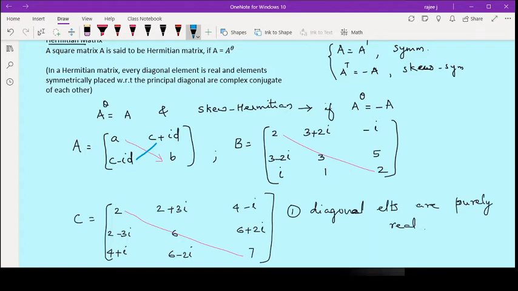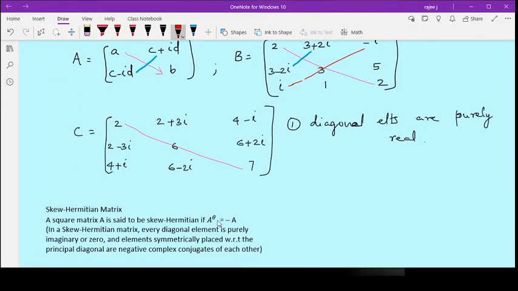Now look at here, 3 plus 2i and 3 minus 2i. They are conjugate. Okay, and look at this i here, this i and this i, minus i and plus i. They are also conjugate. Similarly, if you look at this example, 2 minus 3i, 2 plus 3i, they are conjugate. 4 minus i and 4 plus i, they are conjugates. Then 6 minus 2i and 6 plus 2i, they are conjugates. So how will you define?